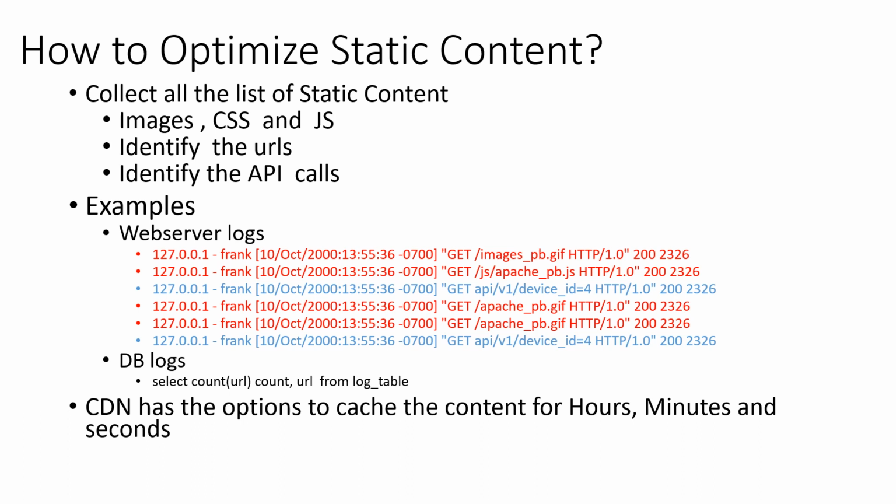If you look at the web server logs, you can see the logs marked in blue, the third line and the 6th line. It's a GET API call trying to get the device ID equal to 4. What do you think? Can you cache this content? Yes, you can. CDN has the option to cache the content for hours, minutes, and seconds. Even if your data is static for a second, you can go ahead and cache that data.